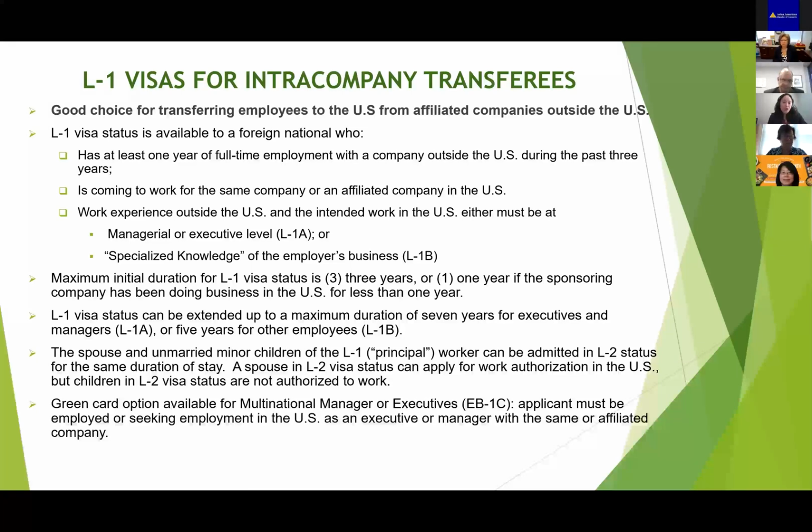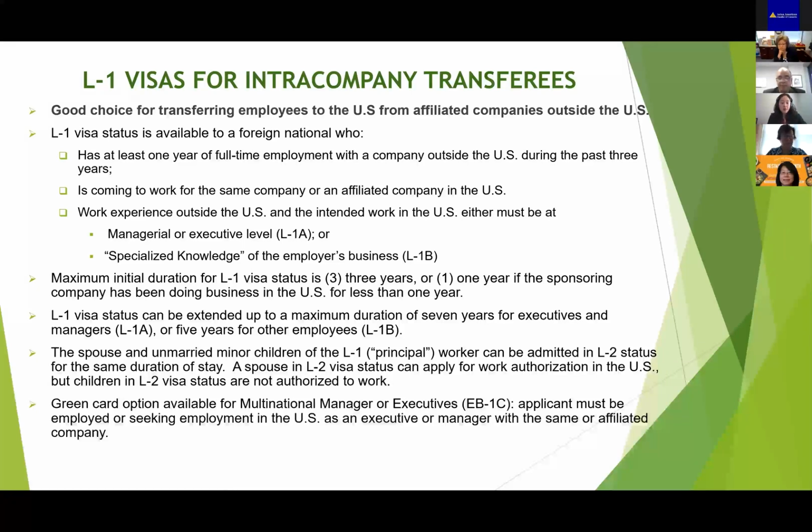The maximum duration for these types of visas is initially issued for 3 years, but it's 1 year if, let's say, the company from abroad would like to open up a new office in the United States, and that office in the United States has only been in business for less than 1 year. Then the initial L1 visa is issued for 1 year. The L1 visa status can be extended for a maximum duration of 7 years for L1A managers or executives, and 5 years for the L1B special knowledge or advanced knowledge employee.